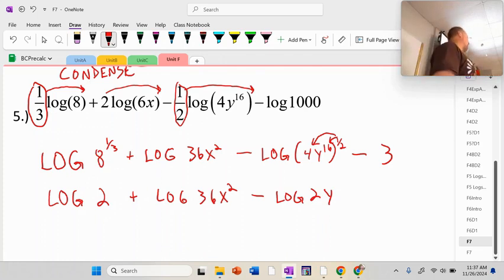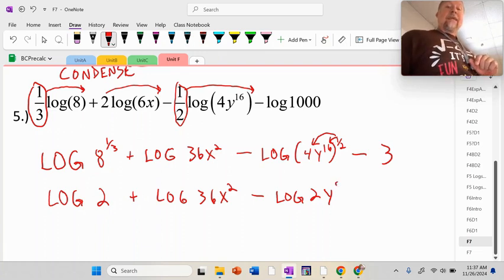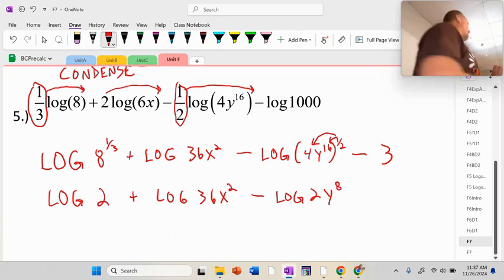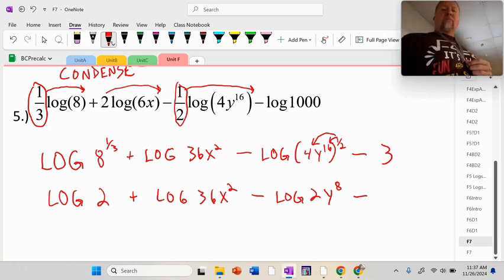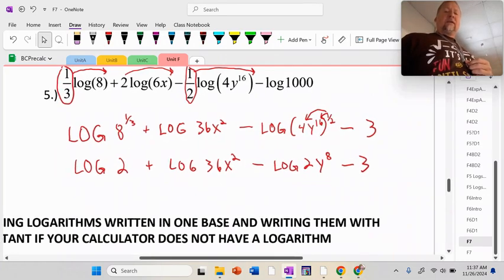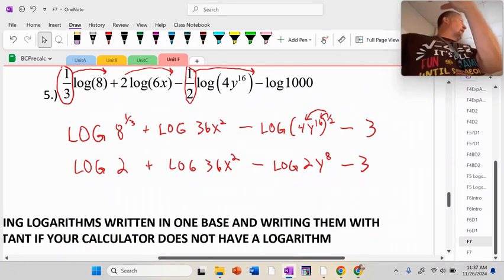What happens with 16.5? What do we end up getting? Is it 4 or 8? What's the exponent? It's 8. You're supposed to multiply those exponents. Basically, the square root of y to the 16 plus y to the 8. I'm going to stick with this because this is out of the logarithm game now. So this is going to be like a big 3 at the end.